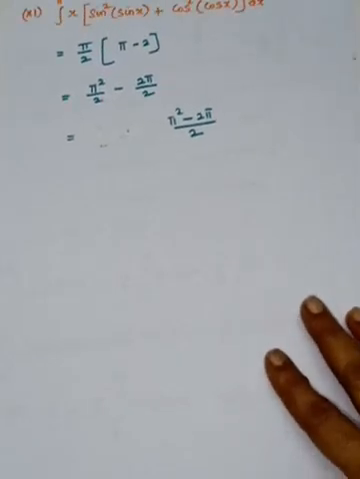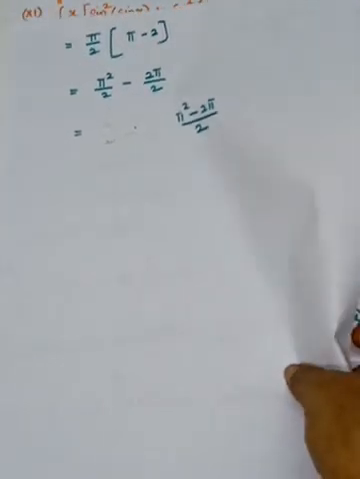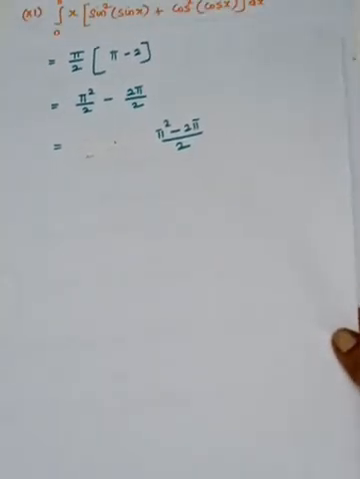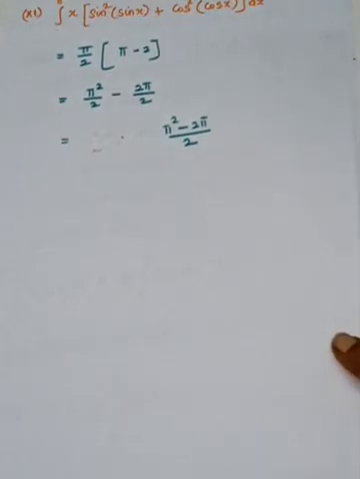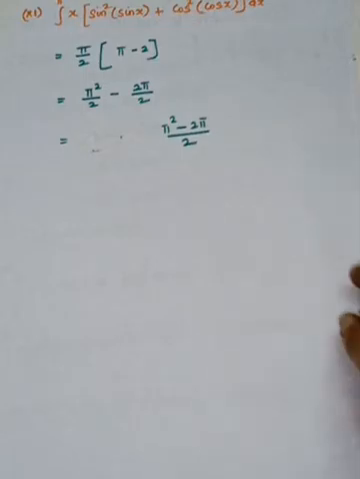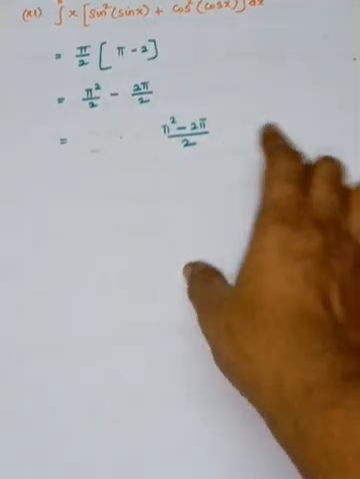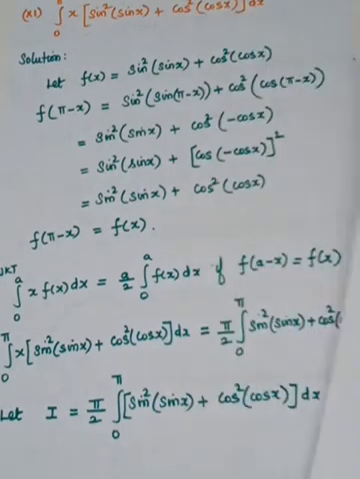So it is pi by 2 into pi minus 2. What is that? Pi by 2 into pi minus 2. So if you multiply, pi squared by 2 minus 2 pi by 2. If you take LCM, it is pi squared minus 2 pi by 2. This is the answer for the previous problem.